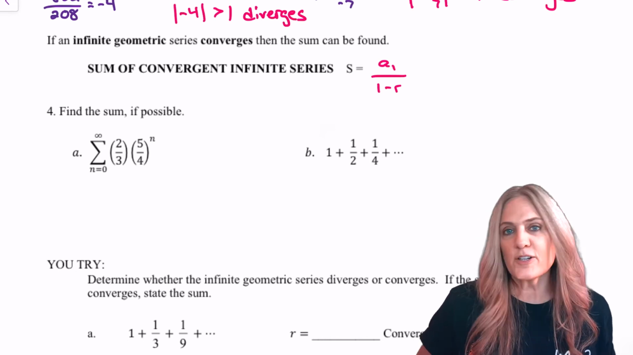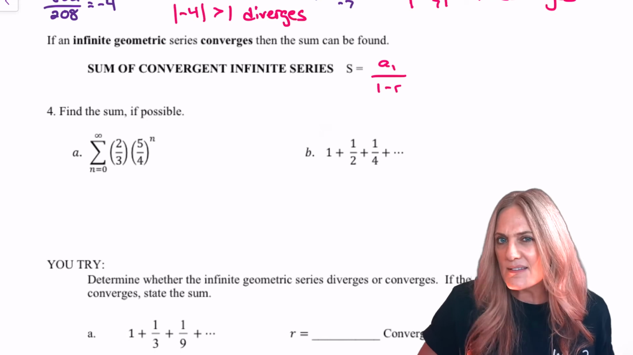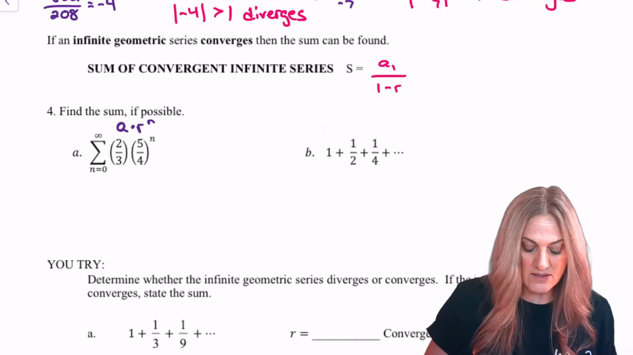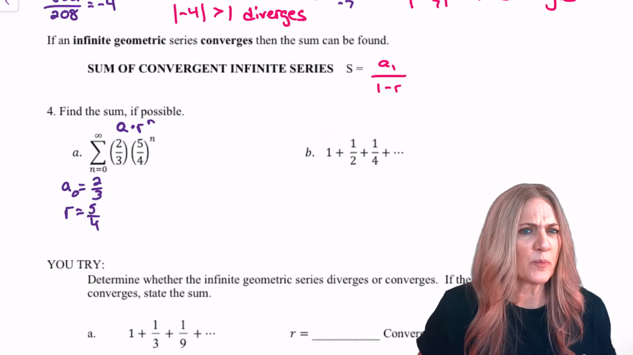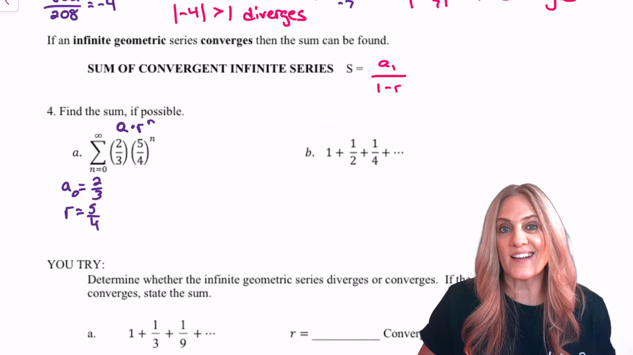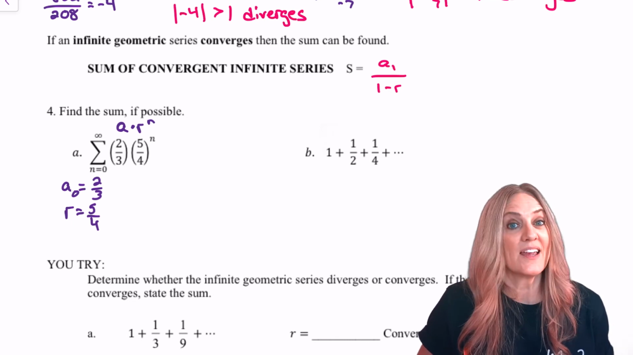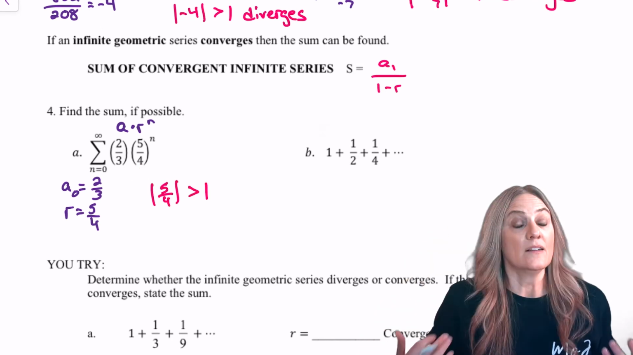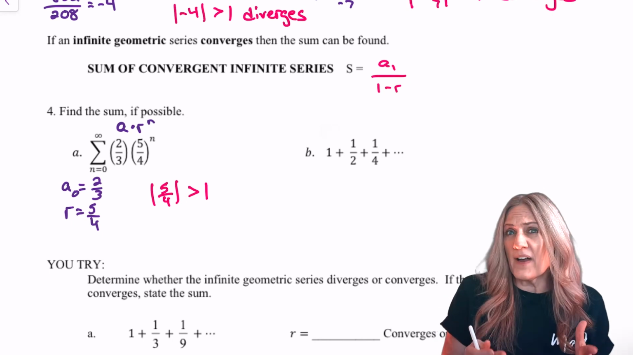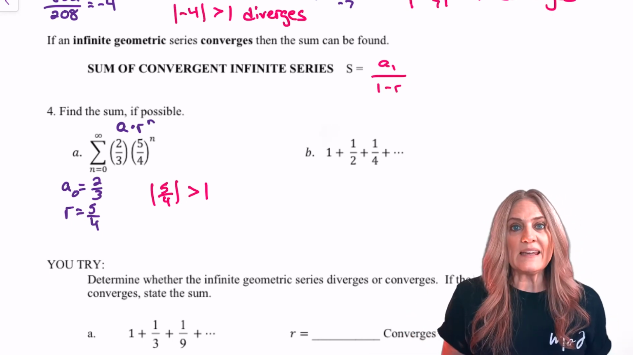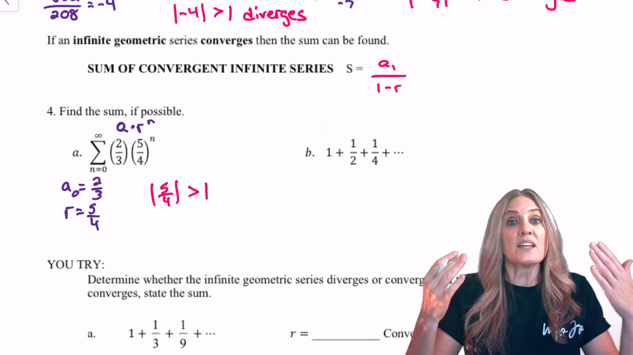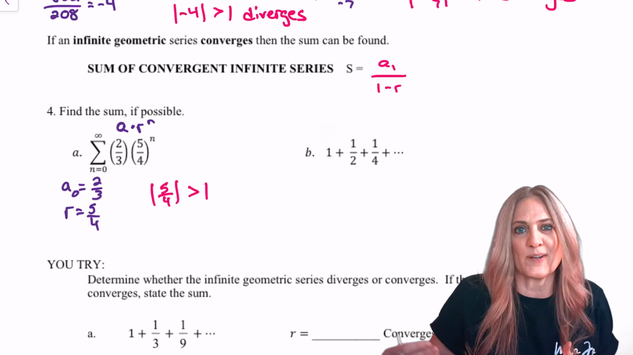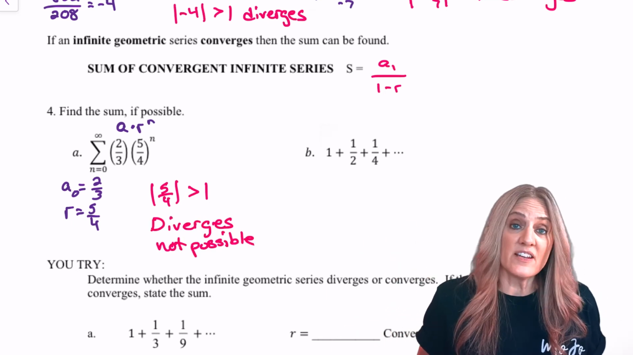Let's try it. The first series is presented in summation notation. Is it geometric? Are we seeing that form a times r to the n? Yes. So if we can find the sum, we'll need the first term, which in this case is actually a sub 0. I plug in 0 for n, and I get 2/3. R, that common ratio, is the part being raised to the n. The common ratio is 5/4. Absolute value of 5/4 is greater than 1. What does that mean? It means it diverges. It keeps getting bigger and bigger, grows without bound. I continually add a larger and larger number. We can simply say it diverges, therefore not possible.